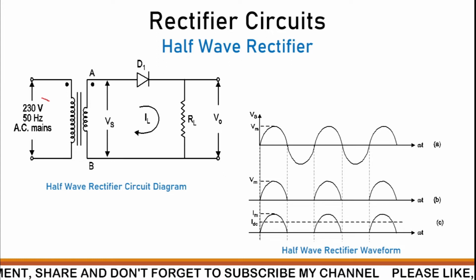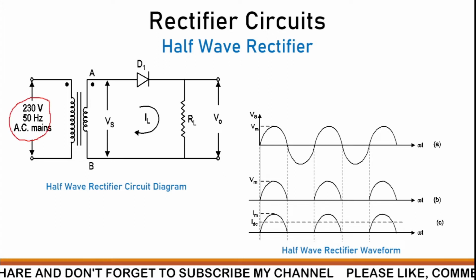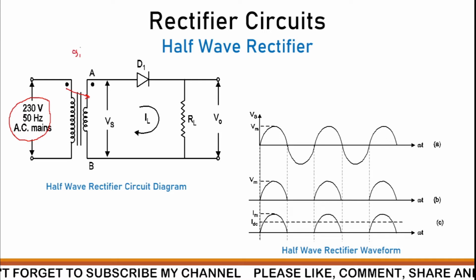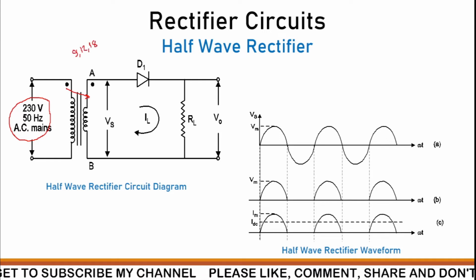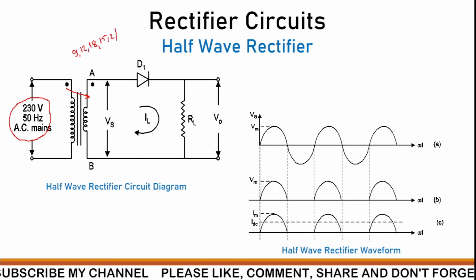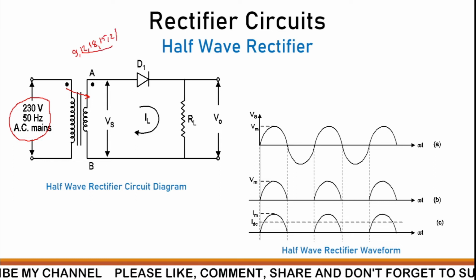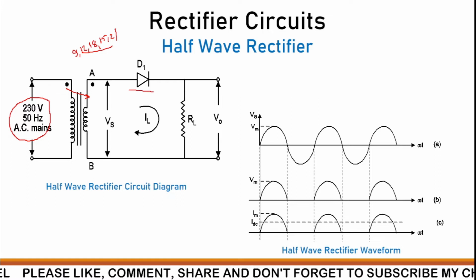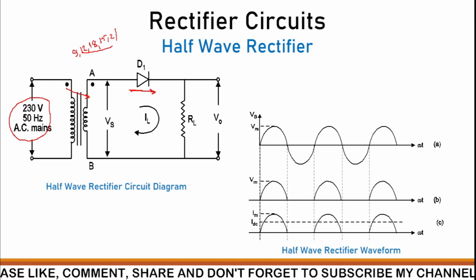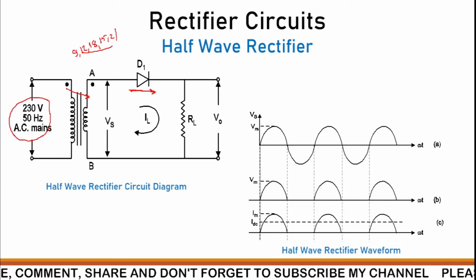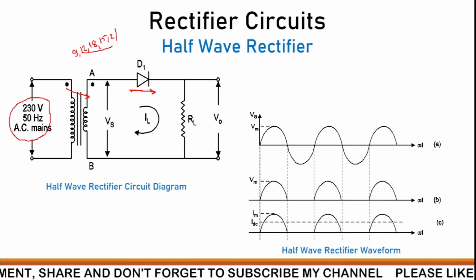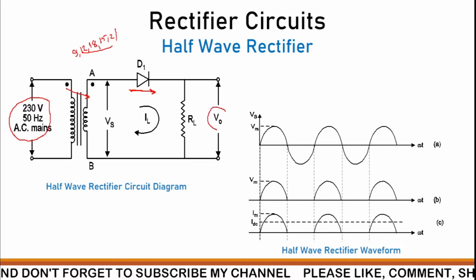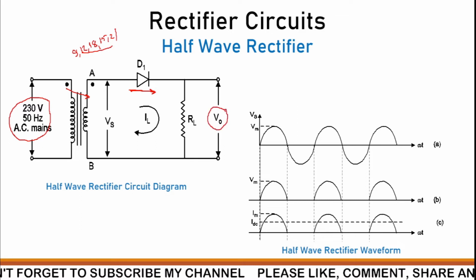You can see here, this is a 230 volt 50 hertz AC mains. It is stepped down to smaller AC voltages like 9 volt, 12 volt, 15, 18 or 21 volt. The smaller AC voltage is available at A and B. You can see the secondary of the transformer, and then it is provided to the diode. That diode will act like an open switch and a closed switch according to which cycle, positive or negative, is going, and according to that we observe the voltage at the output of this rectifier.